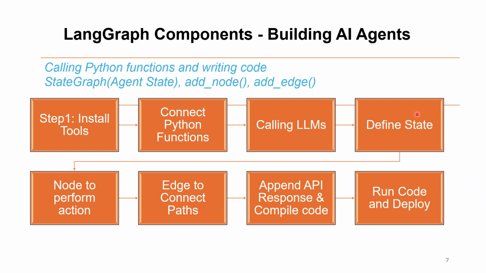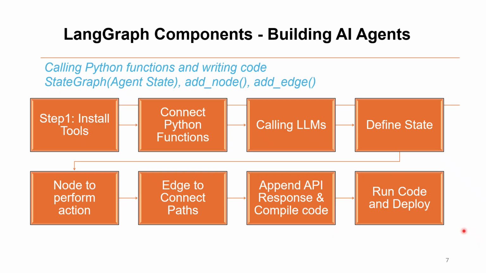Creating agents using LangGraph. If you are using LangGraph, the first step is to install the tools and the frameworks for LangGraph. Define the state, which could be chat messages. Create a LangGraph node that takes the list of chat messages, and then send those messages to LLMs and append the AI's response. Pass the AI response to the next node in the graph. Finally, compile and run the code.